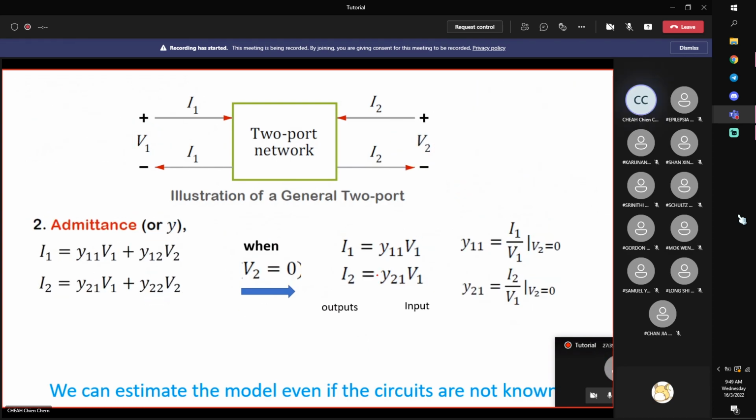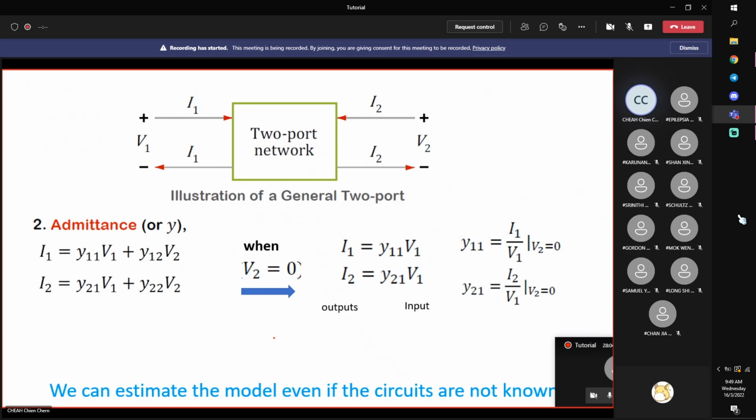So this is for impedance form. If you understand the concept, then you can easily do it for other forms. The key idea is to turn one of the inputs to 0 first, because you have 2 inputs, 2 outputs. Put one of the inputs to 0, focus on 2 parameters, and identify them by injecting a known input, and then measure the output, then calculate the parameters.